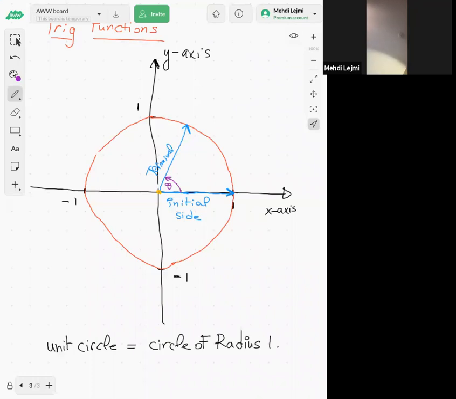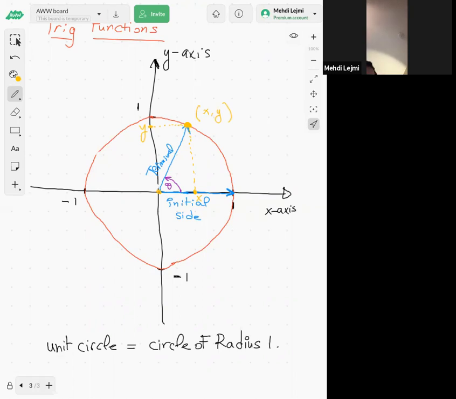Now the end point of the terminal side, I'm gonna call this point here. Of course, here's the x coordinate of that point, here's my x, and here's my y coordinate. So this is the point with coordinates x, y.